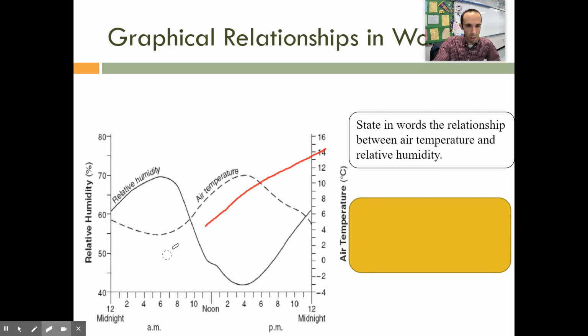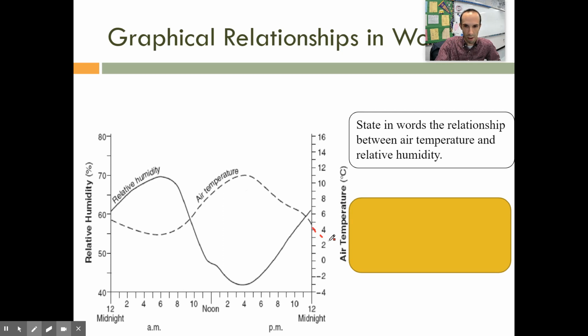And you can see on this picture here, there is a relationship between two variables going on. There are two lines drawn on this: relative humidity, the solid line, and air temperature, the dotted line. Over time, on the x-axis here, they go up and down and up and down. You can make predictions as to when the temperature will be high again after this.